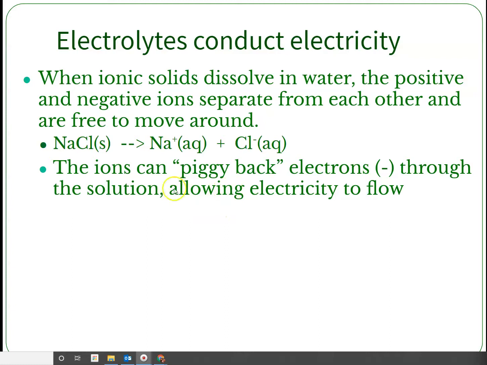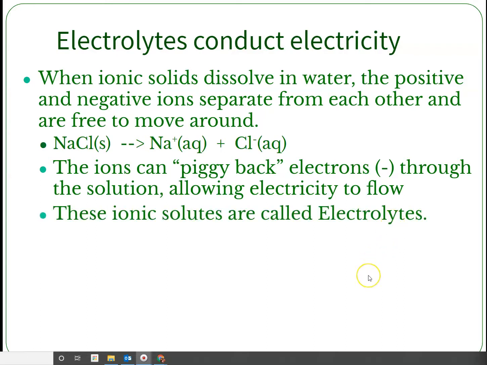And what I always picture in a situation like this is actually some kids on the monkey bars, right? Imagine those electrons, electrons are negative, swinging from one positive charge to the next across the solution, and so thereby allowing the dissolved ions to conduct electricity.